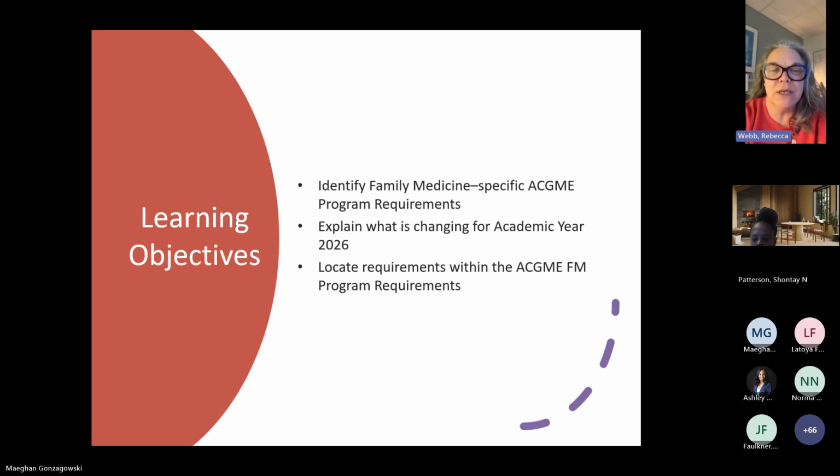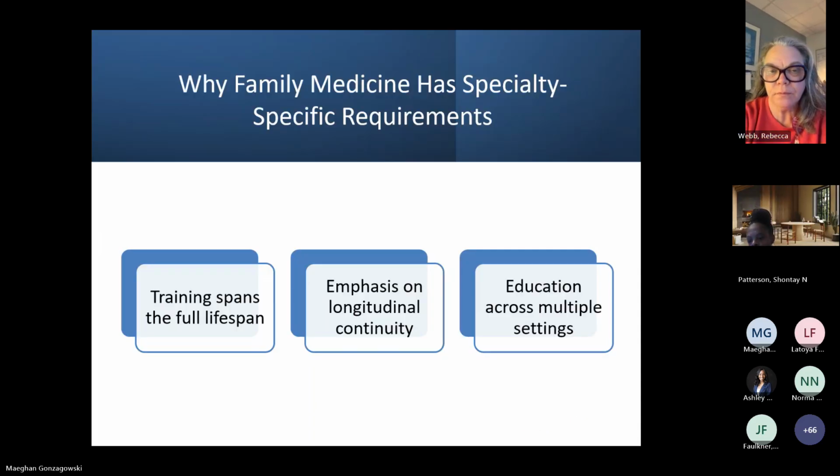All right. So objectives for today's learning will be to identify family medicine specific ACGME program requirements, explain what's changing for the academic year 2026, and locate requirements within the ACGME Family Medicine Program requirements online. Next slide.